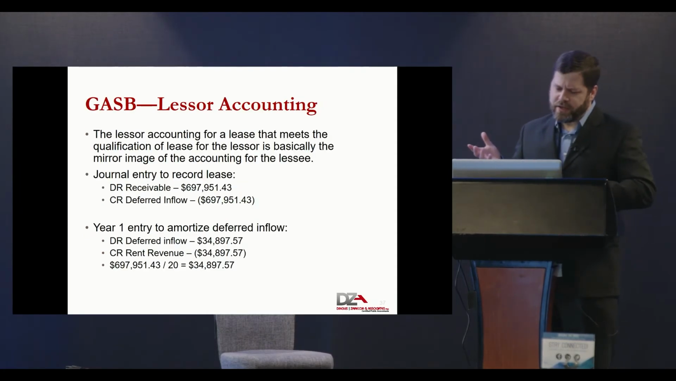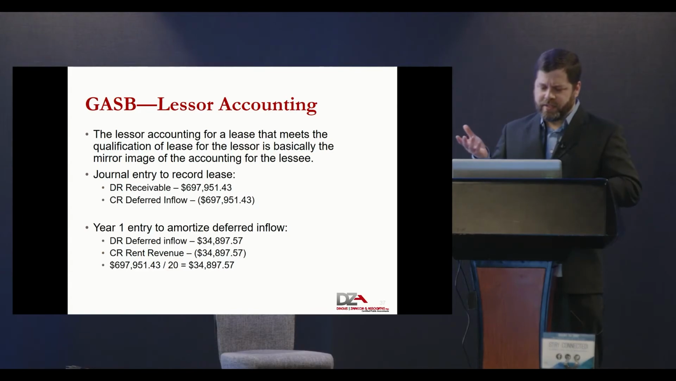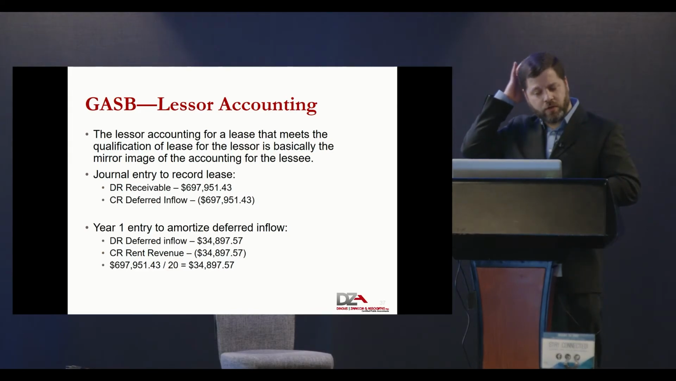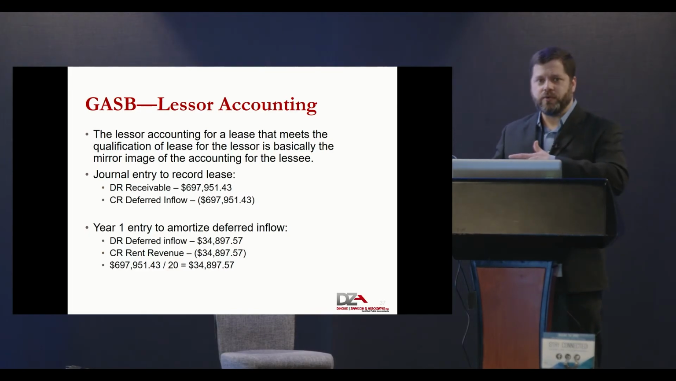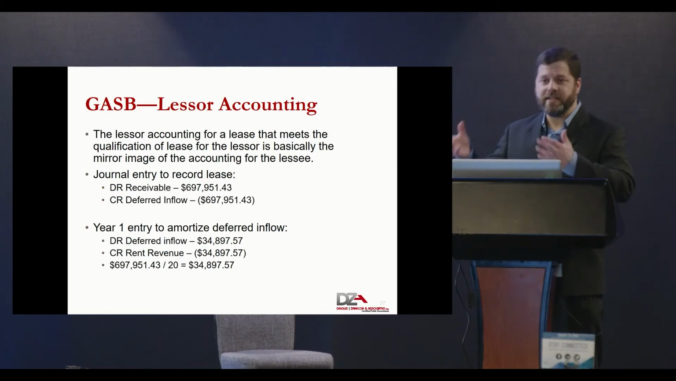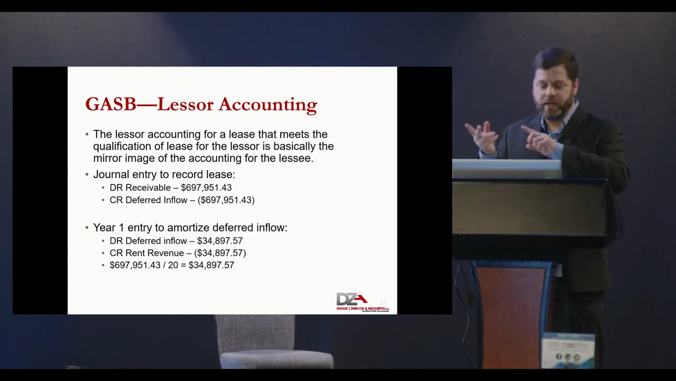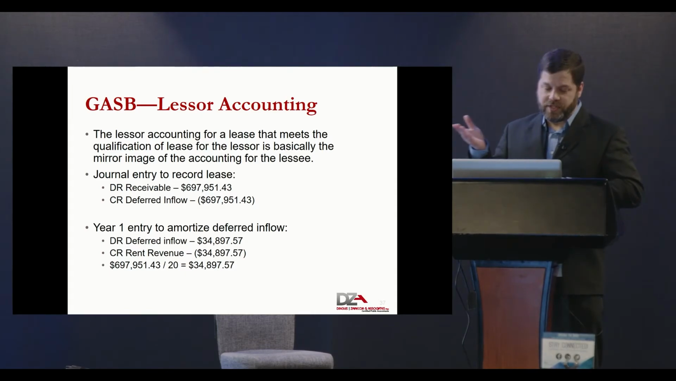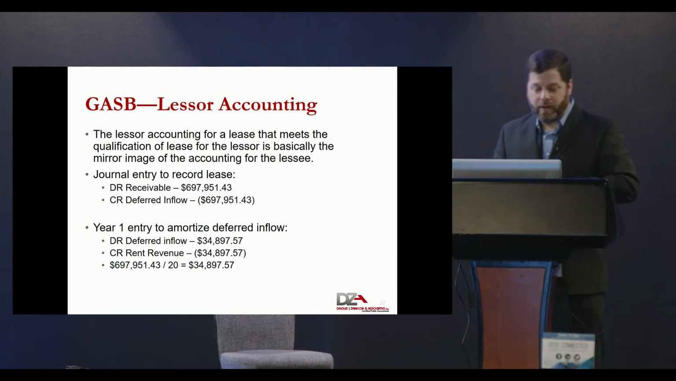The lessor accounting, in some cases, you may have a MOB or some other space that you're leasing to another entity. It's pretty simple. It's going to be the same as the lessee accounting that we just went over, but in reverse. So instead of a liability, you'll have a receivable and a deferred inflow of resources. And then again, you'll amortize that over the 20-year term for that first example we looked at.